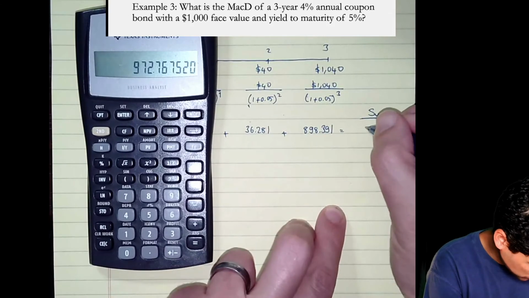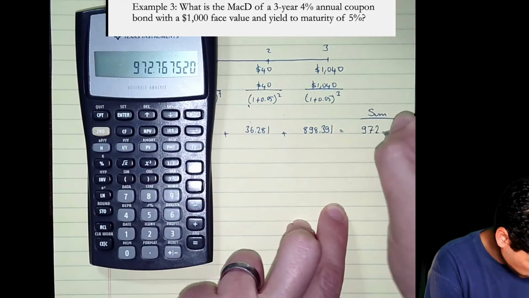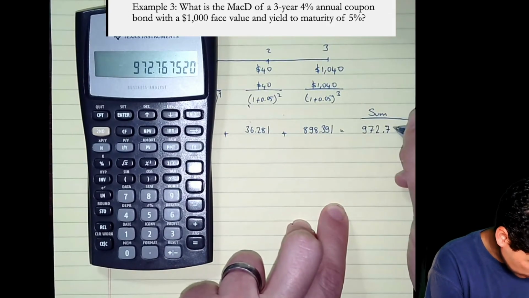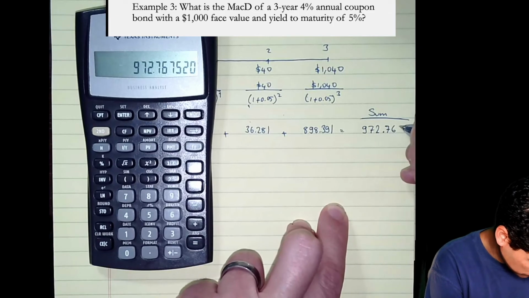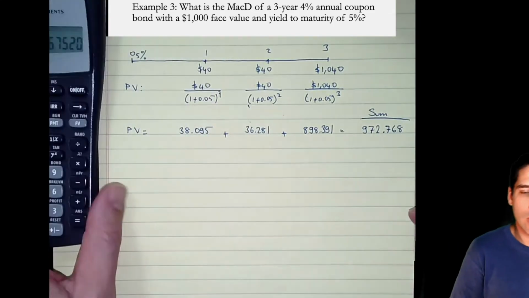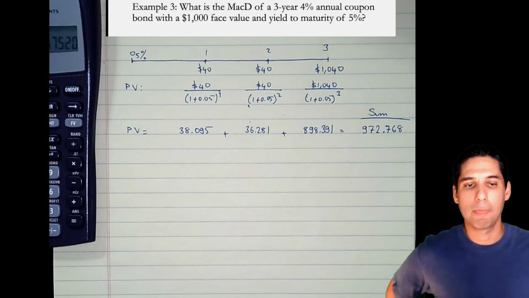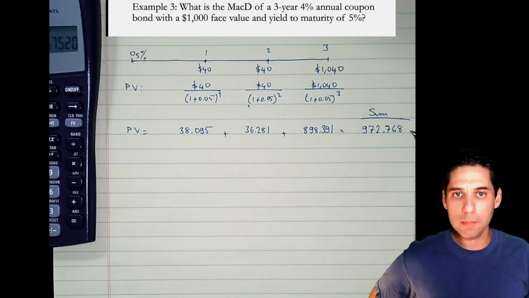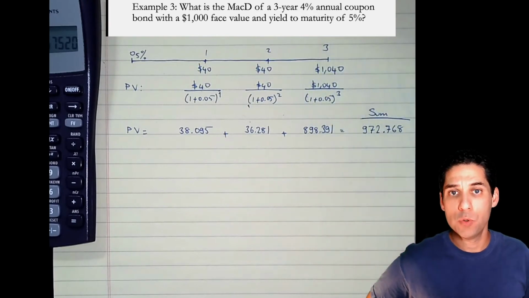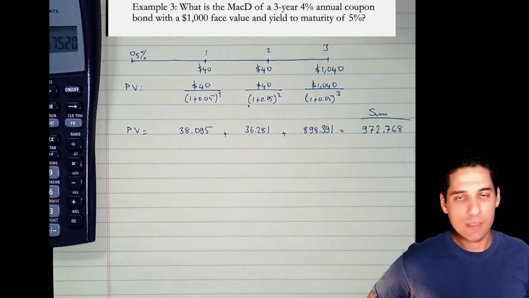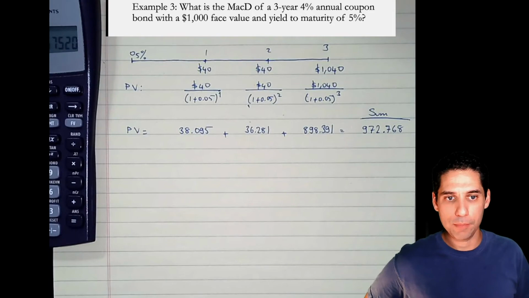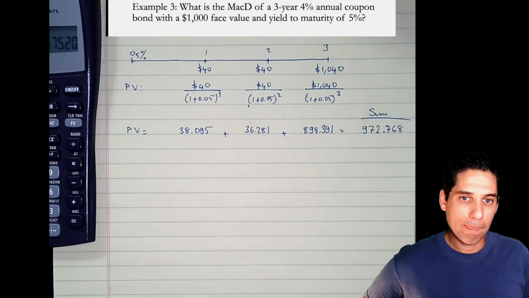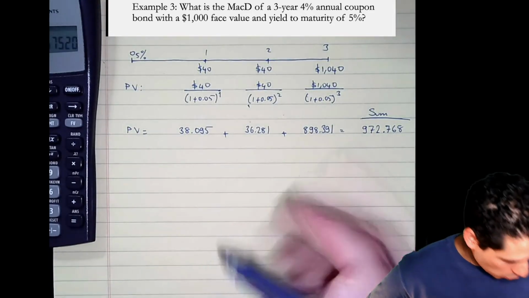The value of this bond is 972.768. All right, so that's P bond. And just to confirm, if you want, pause the video here and compute the value of this bond using the annuity shortcut formula, and you should get exactly the same number, right? The next step now is to compute the weights.